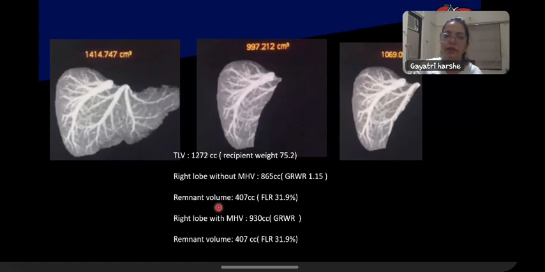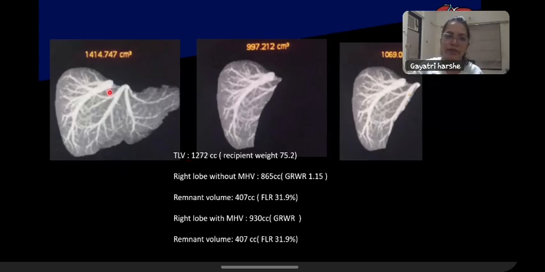In the same way, what will be the remnant liver volume? That is the remaining volume with the donor, that is this particular part, and that is 407, and the future liver remnant will be the remnant volume divided by total liver volume. So that came up to 13.1%. This way we calculate the FLR as well as GRWR and total liver volume.